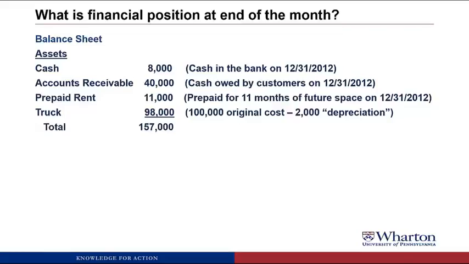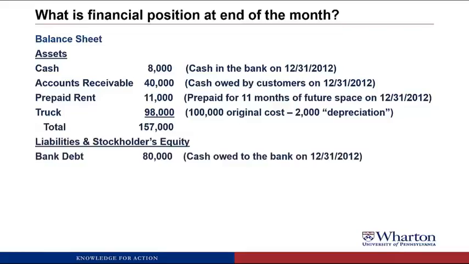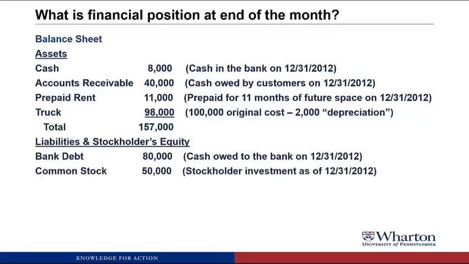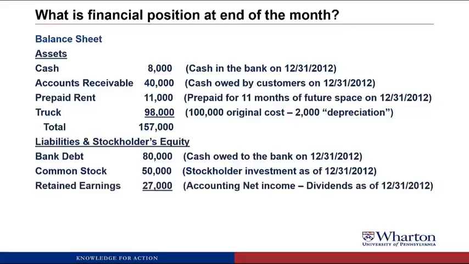And then we look at all the obligations. These are the liabilities and stockholders' equity. So we owe $80,000 to the bank at the end of the month. That's a liability called bank debt. We got $50,000 of shareholder investment. That's the shareholders' claims on the assets. That's part of our obligation to our shareholders, common stock of $50,000. And then we have something called retained earnings, which is how much accounting net income we've recognized, less any dividends that we've paid out at the end of the month. And these are all the obligations against the resources of the company.